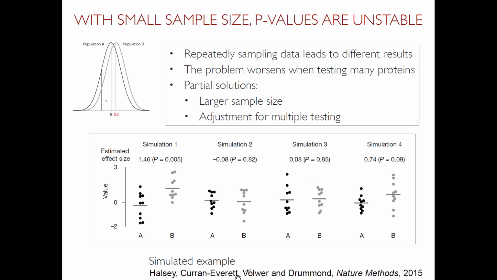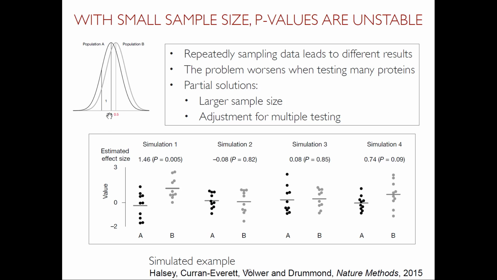This is another perspective paper from Nature Methods, which illustrates the fact that because p-values are derived from data, and because data are random, they have randomness and variation, therefore p-values themselves are random variables. Therefore, we cannot expect the p-values to always be the same if we repeat the study over and over.